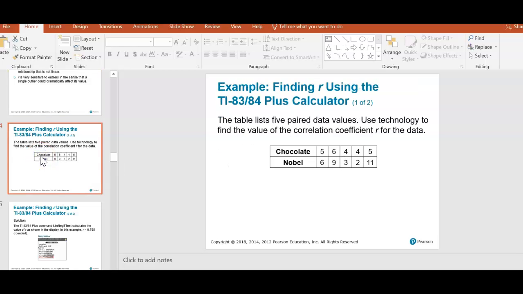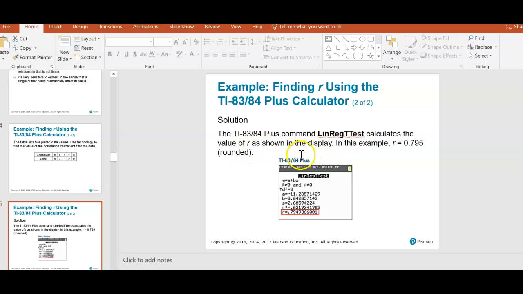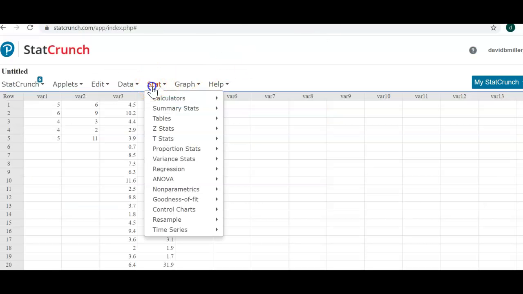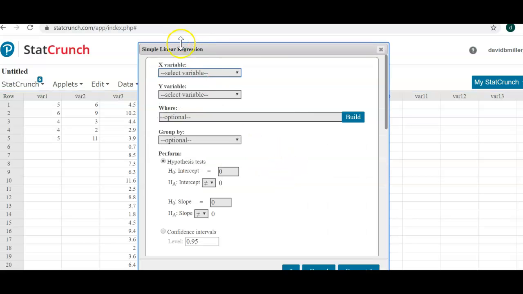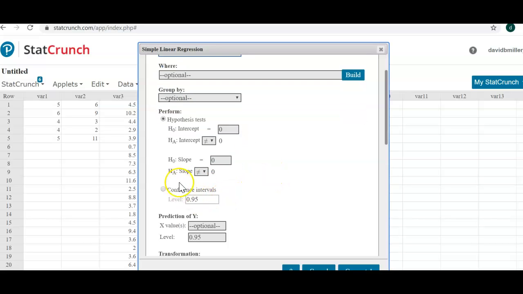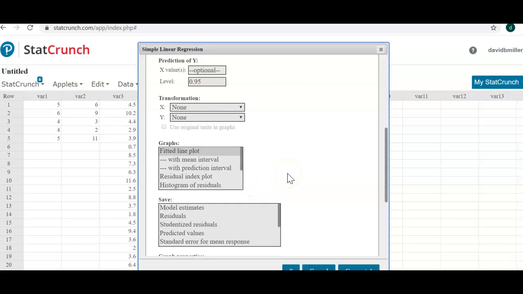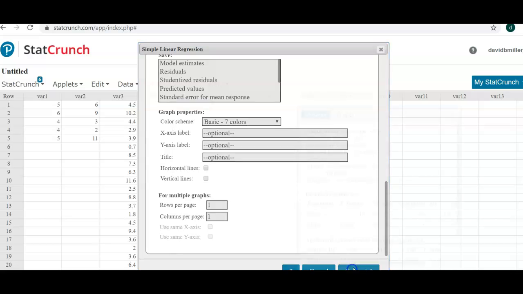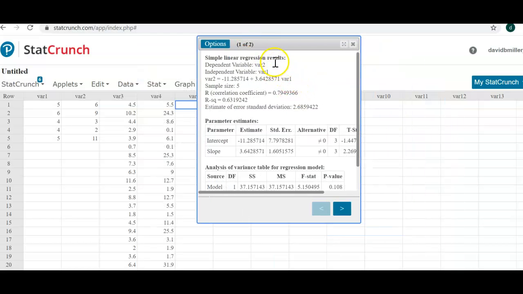So, example, finding R: you have this data, chocolate and Nobel. I have no idea what this data is supposed to mean, but you have 5, 6, 6, 9, 4, 3, 4, 2, and 5, 11. They show you how to do that on a TI-83 or 84, but we can also do it in StatCrunch. You go to Stat, Regression, Simple Linear, and I've already got this data typed in my variable 1 and variable 2. I'm just going to leave these hypothesis tests alone, and go ahead and hit Compute. You can see my linear regression values that popped up here.